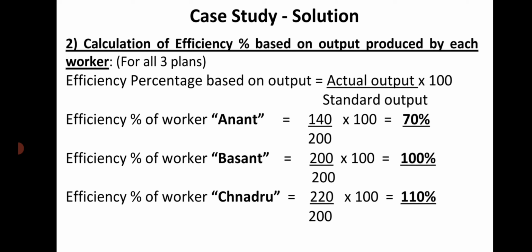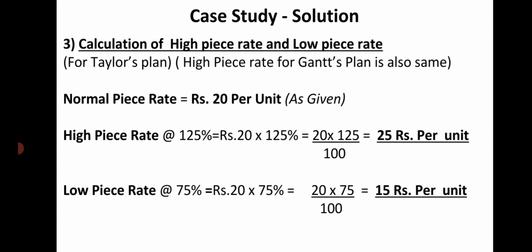Then we have to calculate efficiency based on output. Efficiency based on output is equal to actual output divided by standard output into 100. It is applicable for all. 140 divided by 200 into 100 is 70% for Anand, 100% for Basant, and 110% for Chandru.